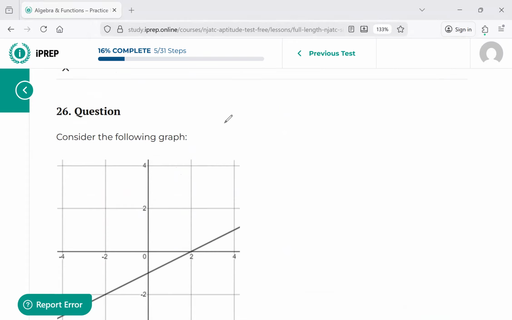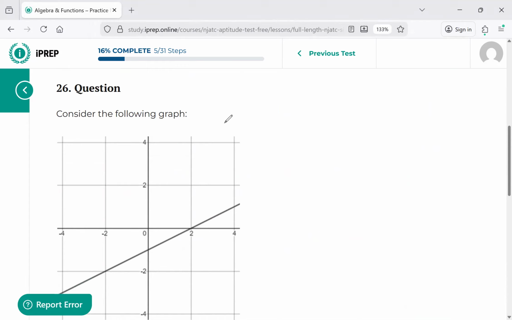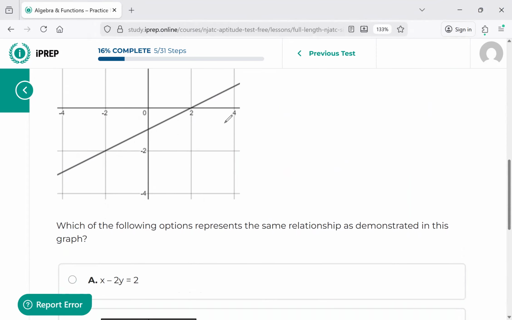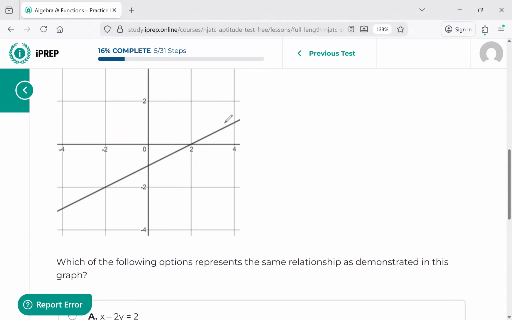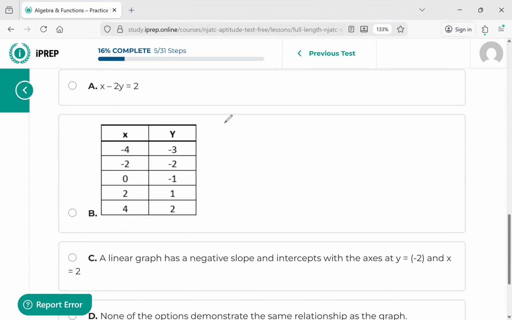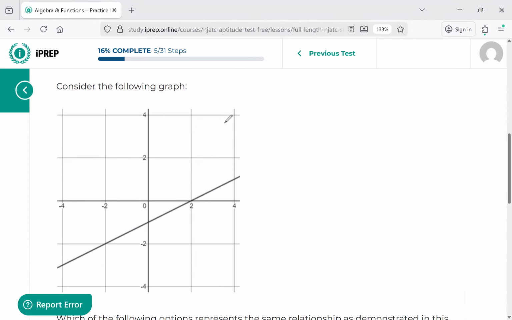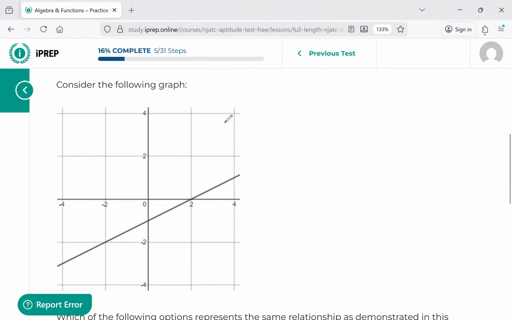Here, another linear line. And they're asking which of the graph options represents the same relationship. So they want you to find the equation of this linear line. So what I would do is pick some points on this linear line. Okay. So I'm going to pick this point.